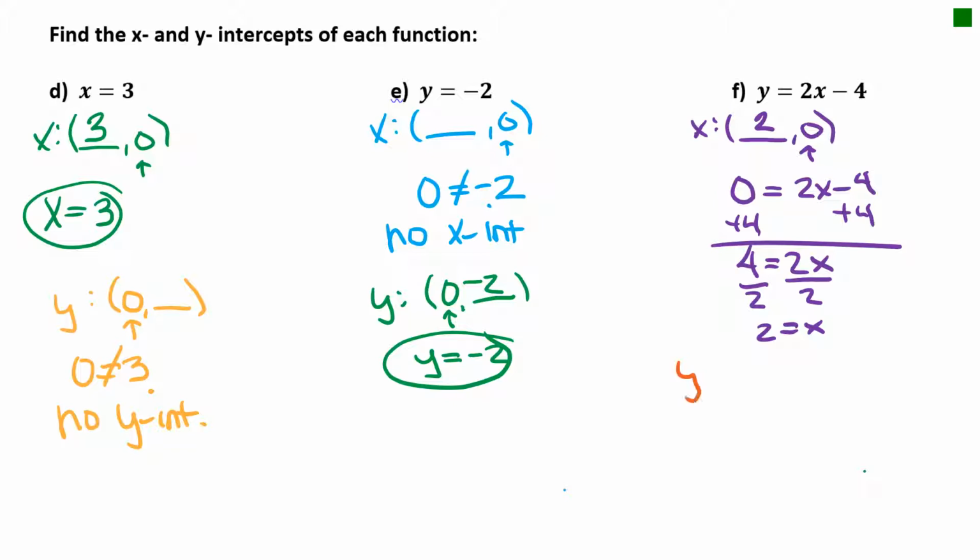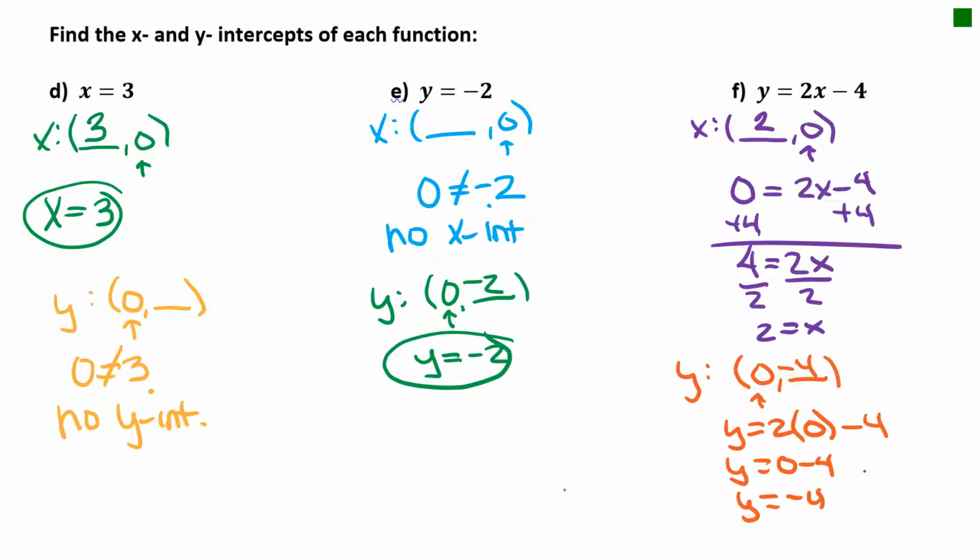For the y-intercept, I'm going to put 0 in for x, and I'm going to find y. So there's a y, there's an equal, there's a 2. Oh, there's an x. Put 0, minus 4. So 2 times 0 is 0, minus 4. 0 minus 4 is negative 4. So there's my y-intercept.